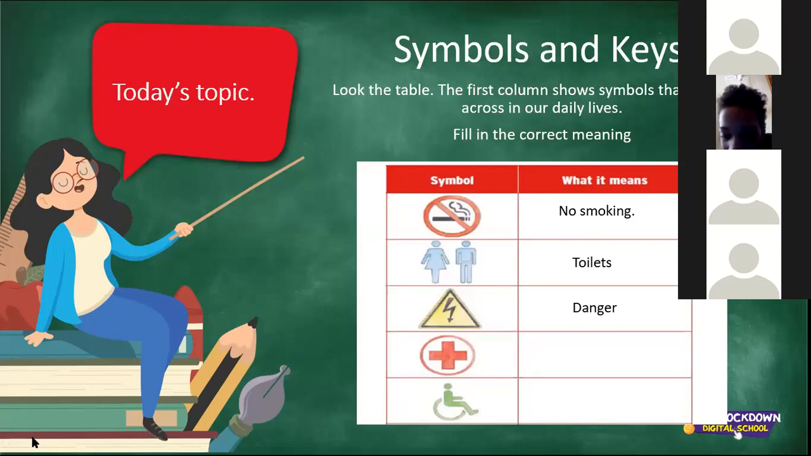Number 5. Number 5, Sandy. Hello, ma'am. Hi, how are you? I'm good. The fifth symbol is people with the wheelchair. Thank you very much. Thank you so much. Number 5 means wheelchair. Thank you so much. Let's move to the next slide.